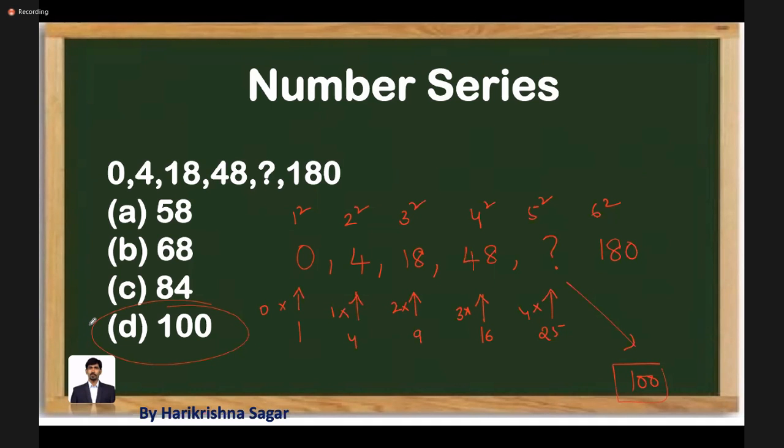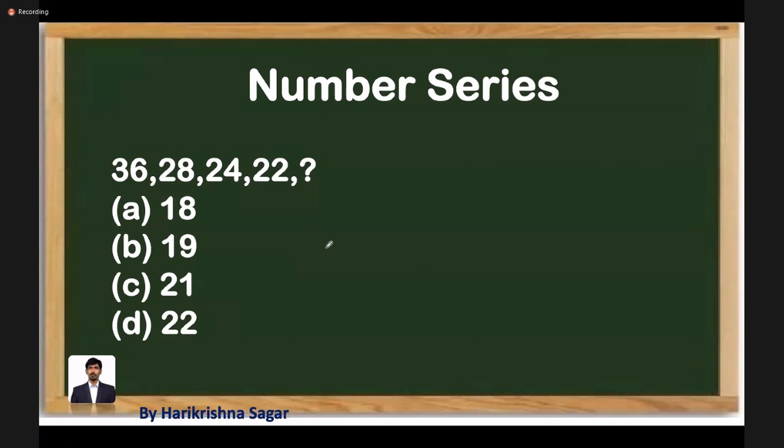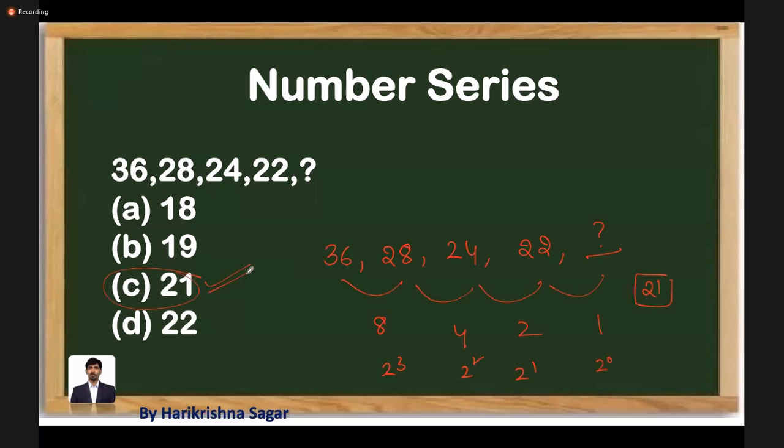Look at the next question available on the screen. 36, 28, 24, 22. What is the next term in the sequence? What is the difference here? 36 to 28, we are able to see the difference is 8. The next difference is 4. Next difference is 2. So this is 2 cube, this is 2 square, this is 2 power 1, this is 2 power 0. That's going to be 1. 22 minus 1 is going to be 21. Answer choice must be option C.